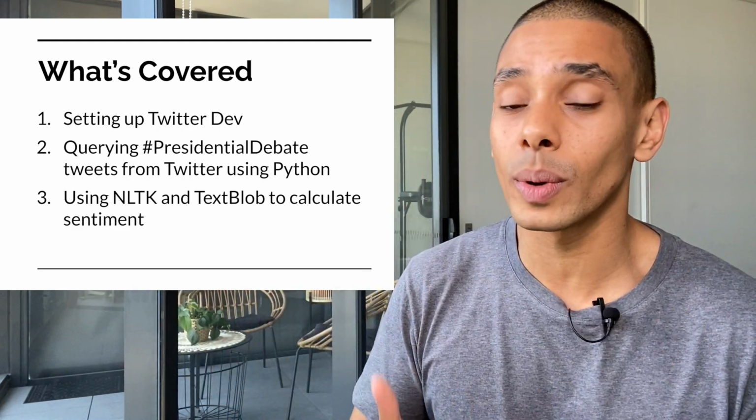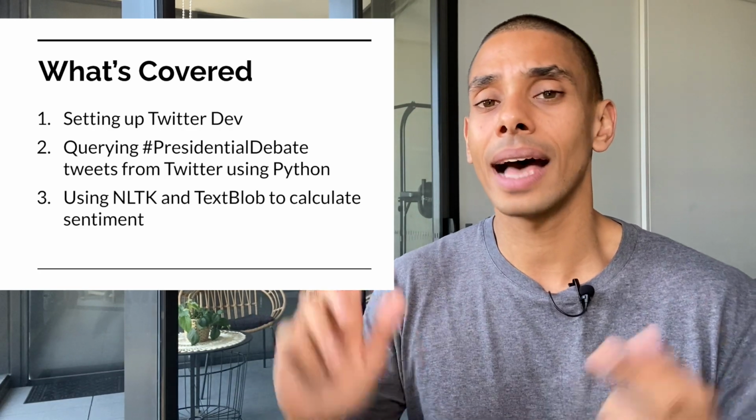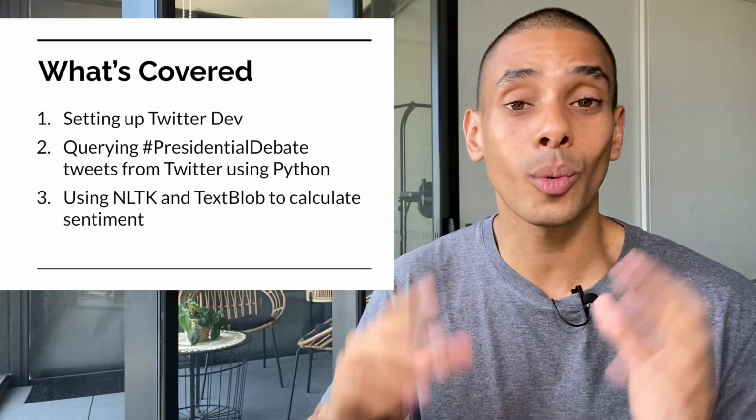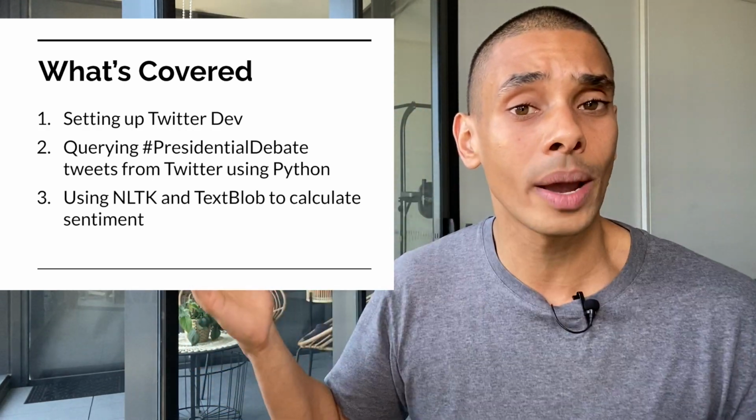And last but not least, we're going to be using a natural language toolkit as well as TextBlob to go and calculate our subjectivity as well as our polarity. So we'll actually be able to see sentiment for each one of our candidates. Which way will it go?